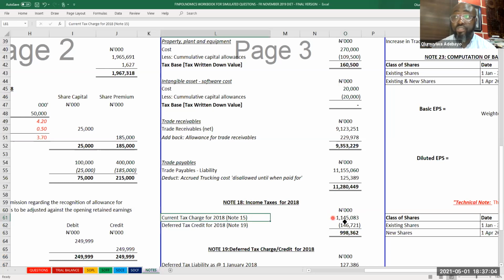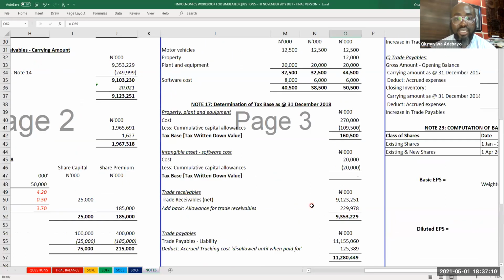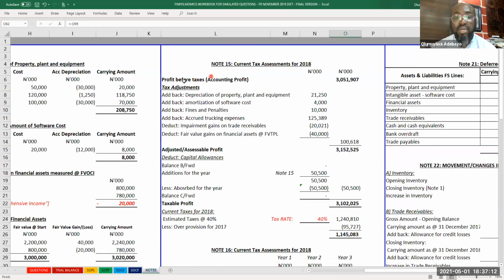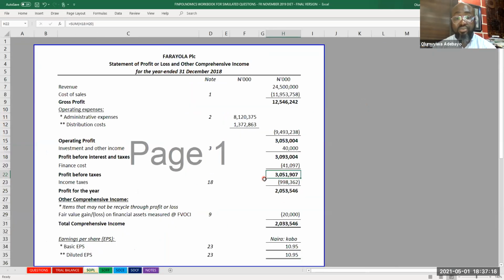And we're going to go back to note 15, and our deferred tax credit, which is note 19. Now, let's start with current tax charge, note 15. Remember that our profit before taxes is this. Where do we get it from? We get it from our income statement here, profit before tax. Now, we'll go back to that.